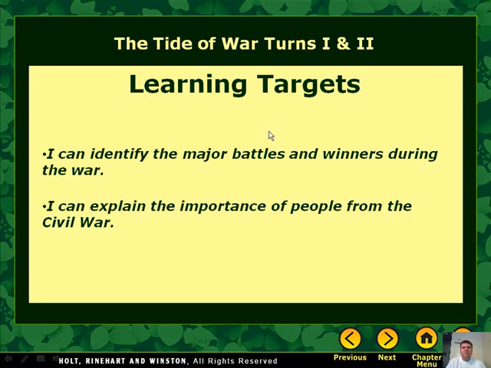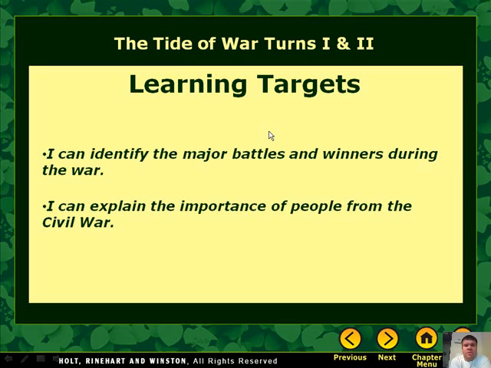We're going to branch into 1863 and the battles that take place during 1863 in this section. There are two parts to this section, the Tide of War Turns Part 1 and Part 2. We're going to cover Part 1 briefly in this video lecture, get our notes down, and then in class we're going to look at the three battles a little more closely and get into some more details about each of the battles.